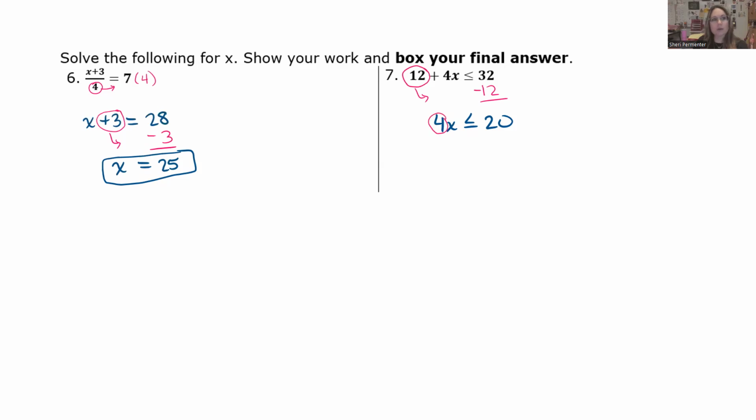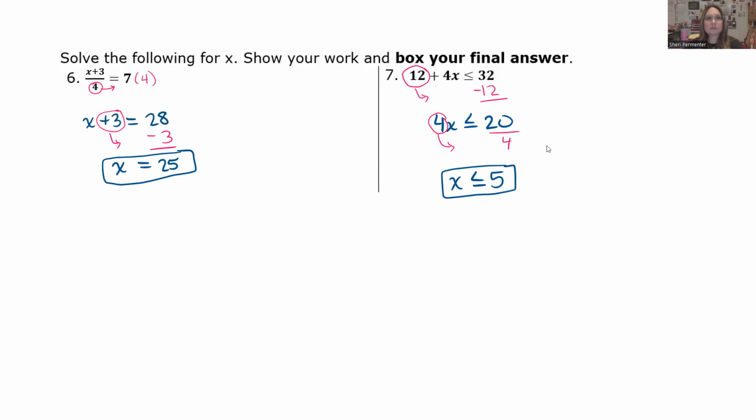And then last, I need to get rid of multiply by 4. How do I do that? Divide both sides by 4. On the left, I am left with x is less than or equal to, what's 20 divided by 4? 5.